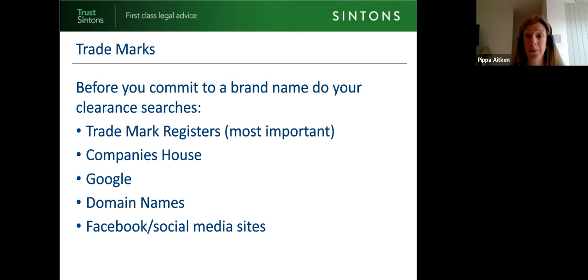And then check also Facebook and social media sites. The reason you do this is to try and avoid conflict at a later stage. You don't want to have started trading and two years down the line, someone else approaches you and says, actually, you're using a very similar name to us. You've got to withdraw your products and pay us a lot of money. You've spent a lot of money on marketing your trademark and you've built up a lot of goodwill. You don't want to be prevented from using it later down the line.